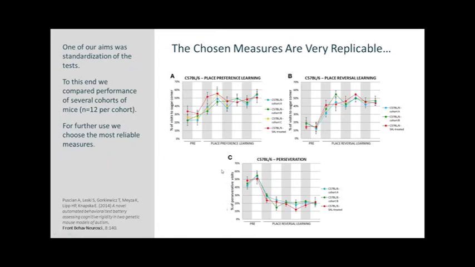In the studies I'm talking about, our aim was also standardization of the tests. We wanted to find the most reliable and most stable measures. And to do this, we compared performance of several cohorts of mice, usually with 12 mice per cohort. And here are results for C57s during place preference learning, place reversal learning, and perseveration for percentage of visits to the corner with the reward. So as you can see, this measure is quite stable.